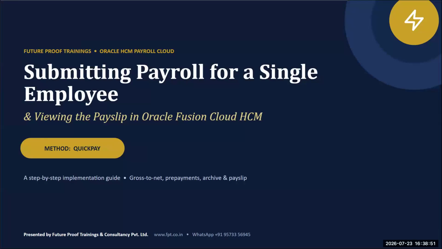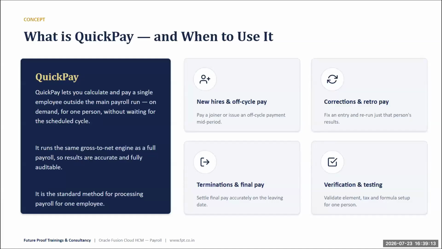So how are we going to do this? We are going to do it with our latest quick pay cycle. This is the latest feature that is going to be available, and it is completely a Redwood based application. Here we are going to hire a new employee, assign a payroll for this employee, and then test by running the payroll and viewing the pay slip.